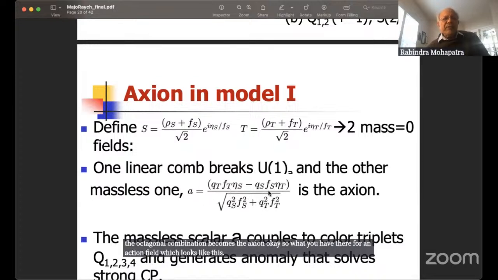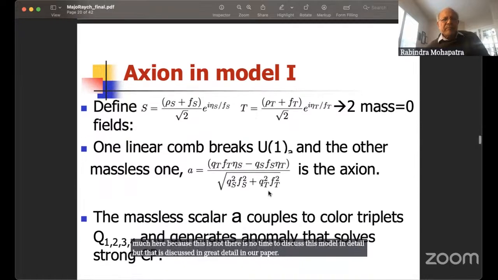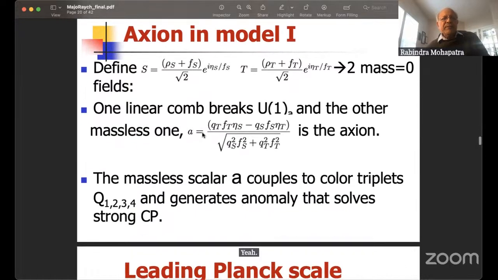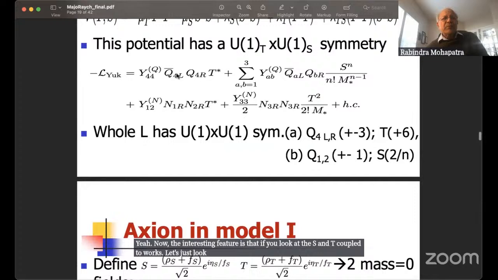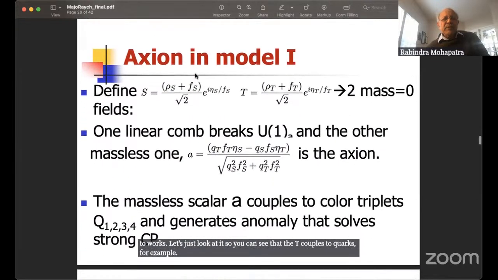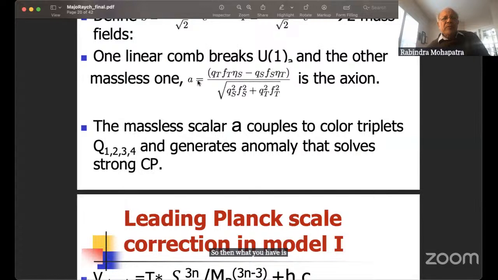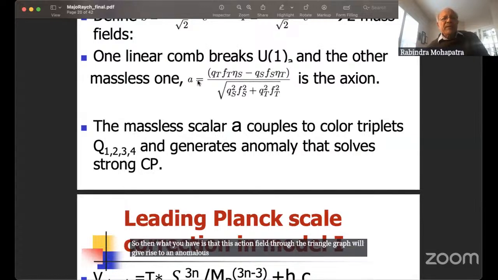And now you are ready to do phenomenology, which of course I will not do too much here because there is no time to discuss this model in detail, but that is discussed in great detail in our paper. Now the interesting feature is that since the S and T couple to quarks, let's just look at it. So you can see that the T couples to quarks, for example. So then what you have is that this axion field through the triangle graph will give rise to an anomalous coupling, and that is the one that we use to solve the strong CP problem.